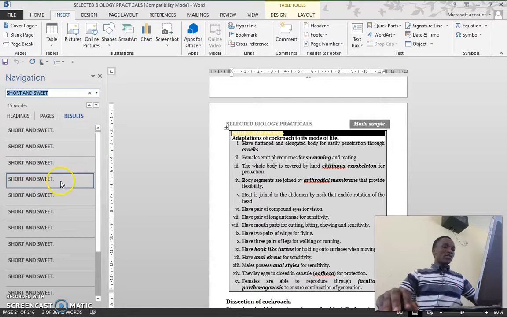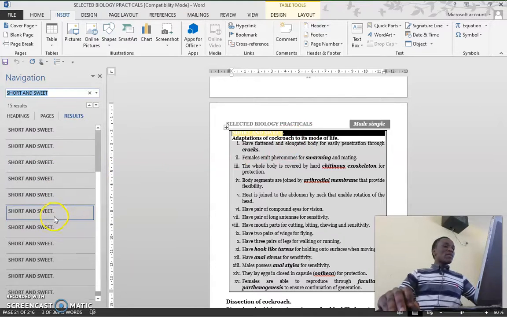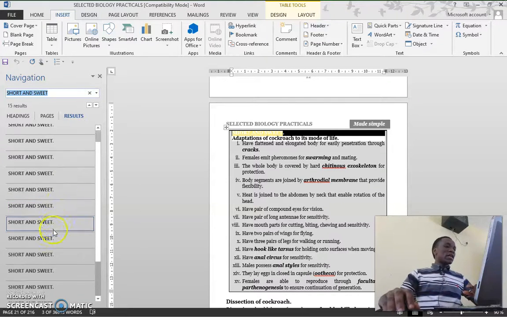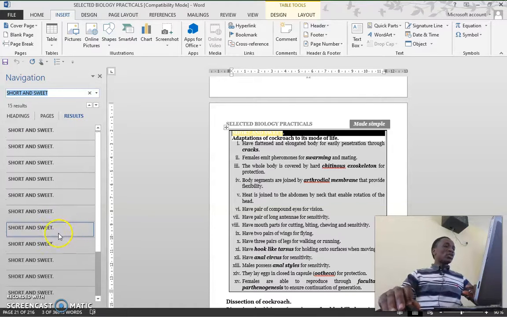In the previous version I didn't have this sweet and short. Sweet and short means a very brief summary of the information from a particular part. So if you are covering the characteristics or the general anatomy of an organism, this sweet and short is going to provide you with a very brief summary of the adaptations of that organism, or if it was just on a system, it will provide the adaptations of that particular system. Everything has been presented in a simple way, so I call it short and sweet.